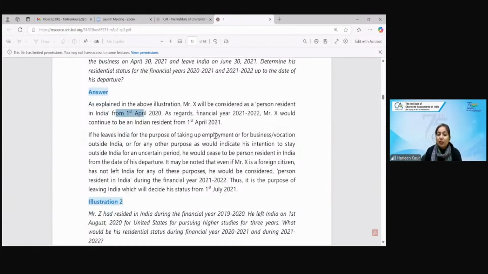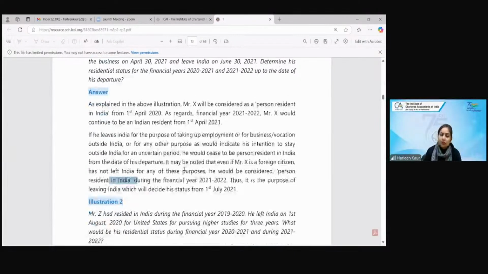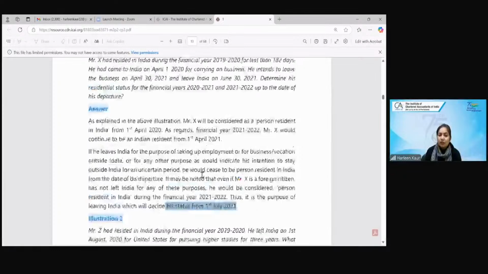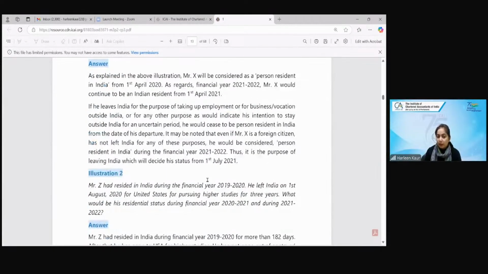But if he leaves India for taking employment or any other purpose, indicating his intention to stay for an uncertain period, then he would cease to be a person resident in India from his departure, because then he becomes a PRO. Even if Mr. X is a foreign citizen, he has not left India for any of these three purposes. Therefore, he continues to be a person resident in India. It is the purpose for leaving India which will decide his status from 1st July 2021. So till 30th June, he will be counted as PRI.